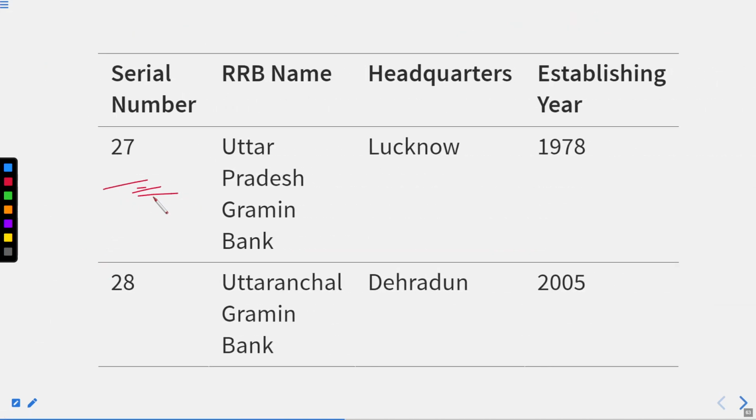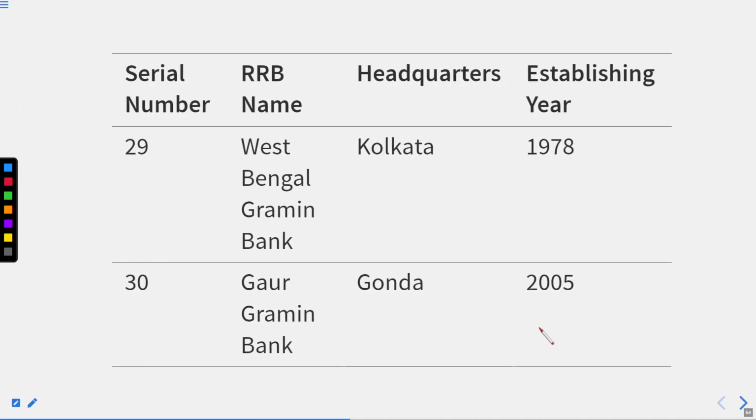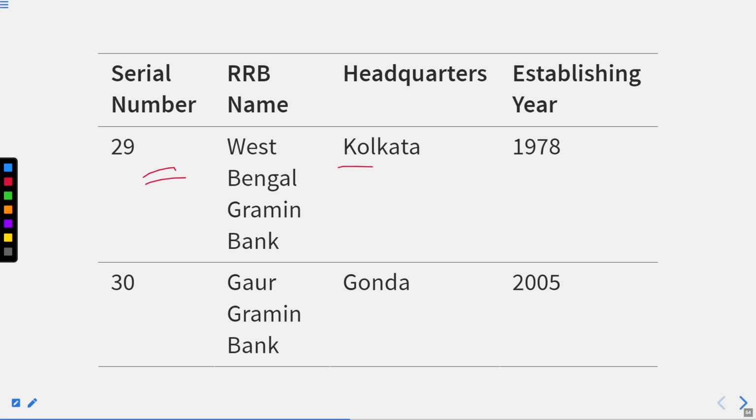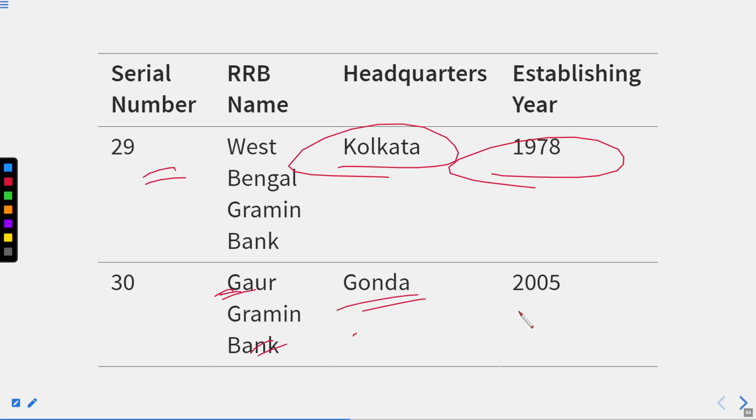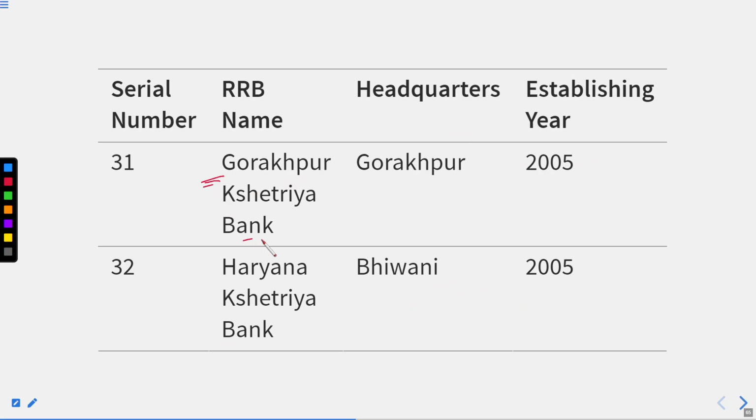Thereafter, we have the Uttar Pradesh Gramin Bank, headquarters at Lucknow, established in 1978. We have Uttaranchal Gramin Bank, headquarters at Dehradun, established in 2005. We have West Bengal Gramin Bank, headquarters at Kolkata, established in 1978. We have Gaur Gramin Bank, headquarters at Gonda, established in 2005. We have Gorakhpur Kshetriya Bank, headquarters at Gorakhpur, established in 2005. We have Haryana Kshetriya Bank, headquarters at Bhiwani, Haryana, established in 2005.